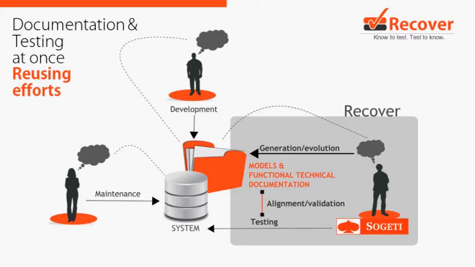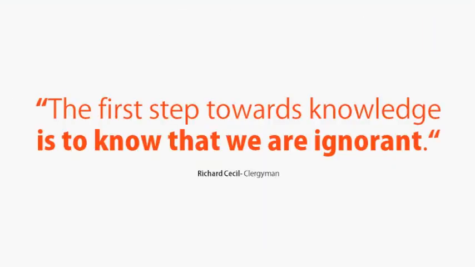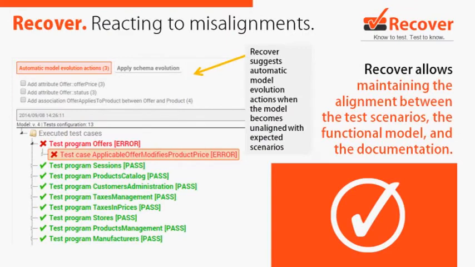And what happens if we detect an alignment between test cases and the knowledge model that we have at some moment? Well, at this point, we are happy because, as explained in this sentence, the first step towards knowledge is to know that we are ignorant. This means that, in this screen, we are sure that for test cases, sessions, products, catalog, customers, administrators, the documentation and the knowledge model that we deliver have all the knowledge to pass these test cases.